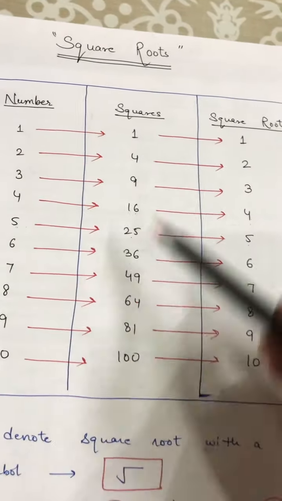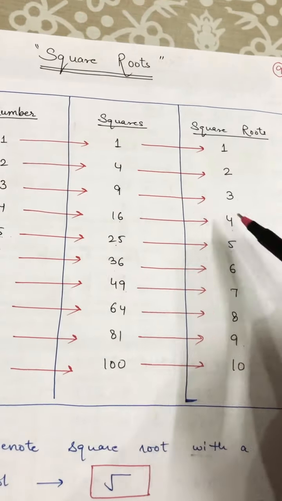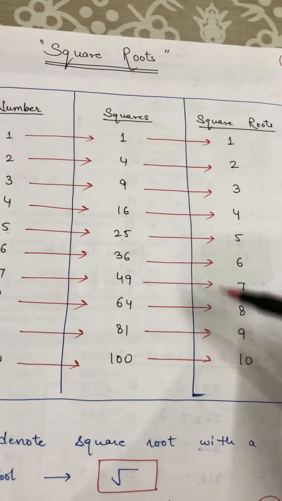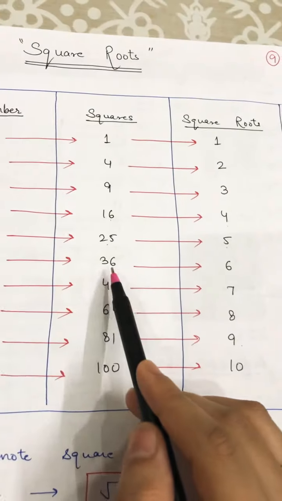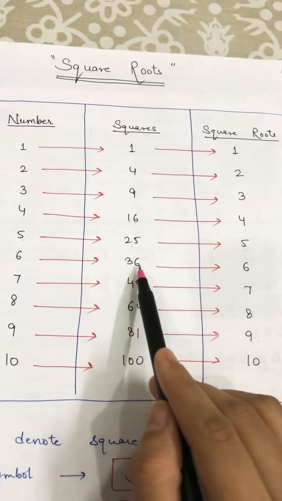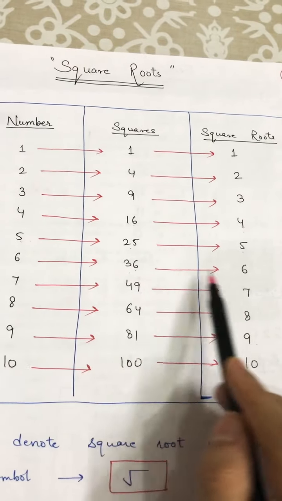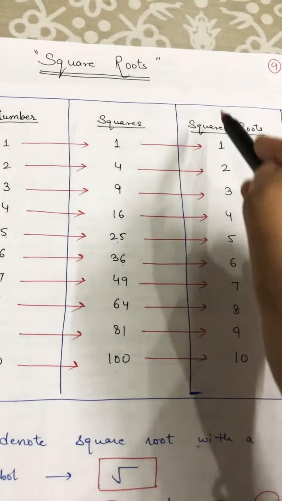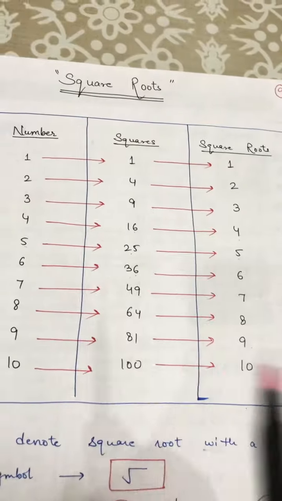The way you have learned squares, the same way you have to learn the square roots. Okay, if I ask you, 36 is the square of which number? Take out the square root of 36. The square root of 36 is 6. So these are square roots, these are squares.